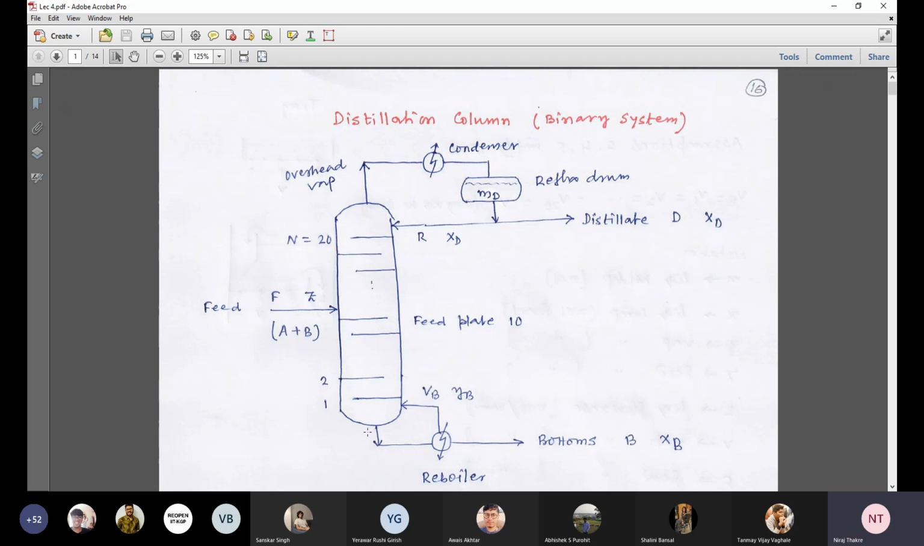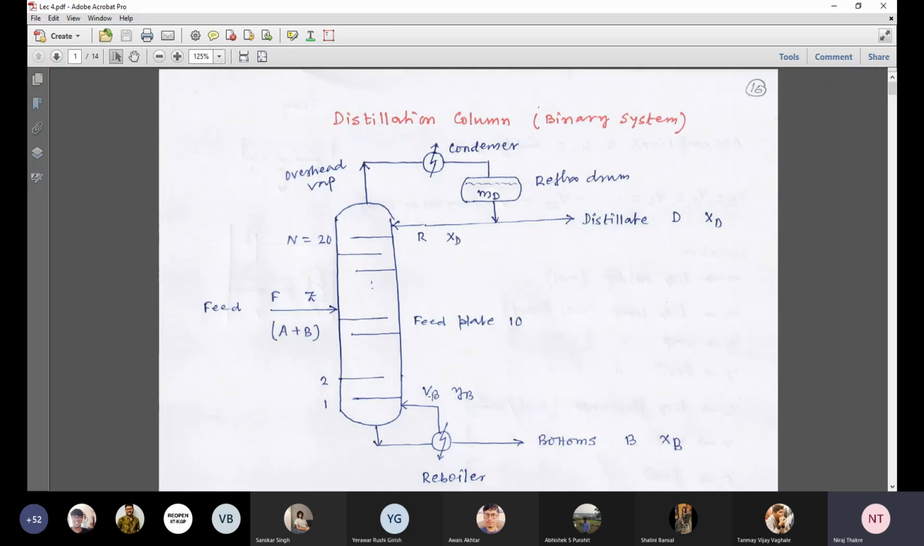Now initially the entire column is at atmospheric temperature, but this vapor has a certain higher temperature than the atmospheric temperature. This is the vapor stream. It has a higher than atmospheric temperature. So when it is moving up, it is basically heating the column.